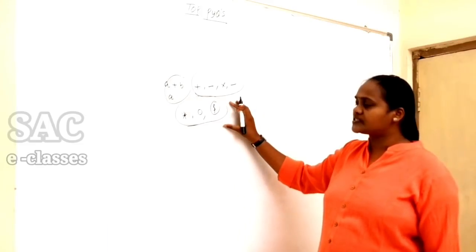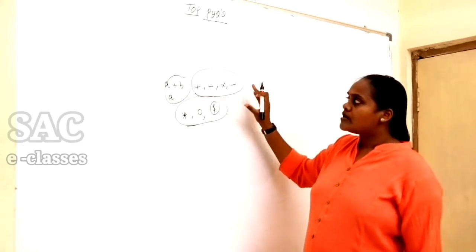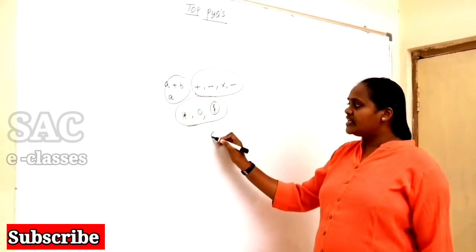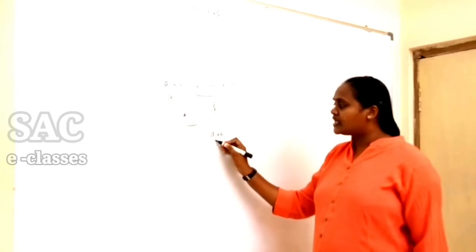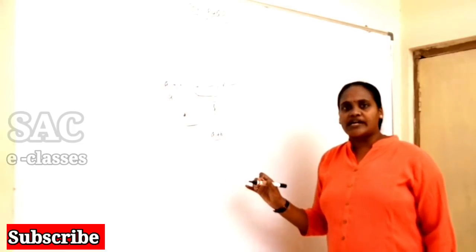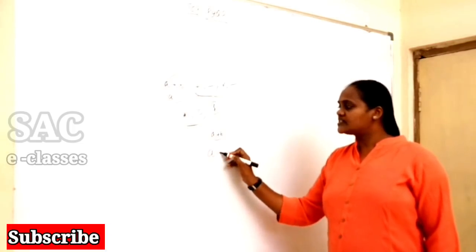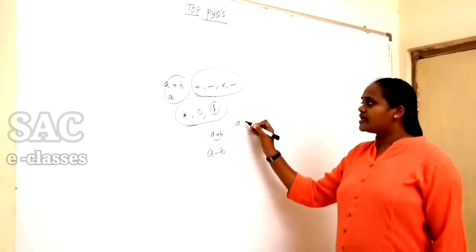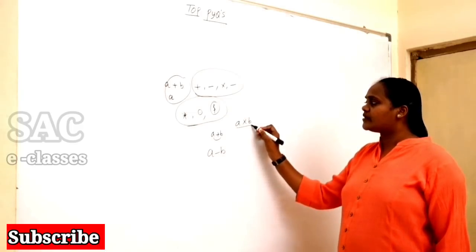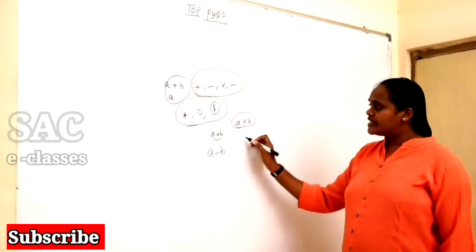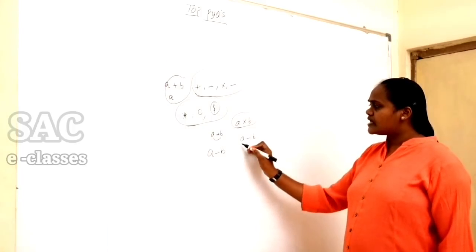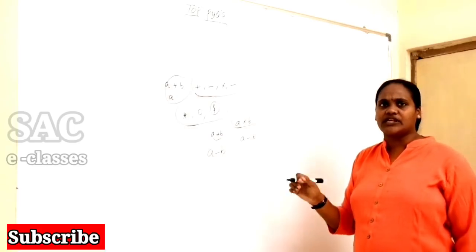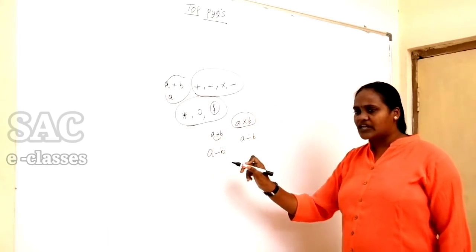But these operators have a particular meaning. A plus B means the sum of A and B. A minus B means B is subtracted from A. A into B means the product of A and B. A divided by B means A is divided by B. These are the four fundamental operators.